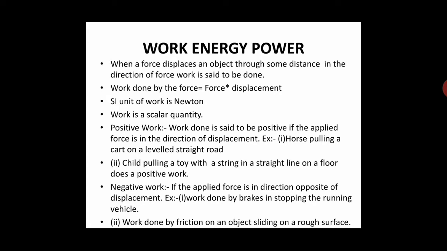When a force displaces an object through some distance in the direction of the force, work is said to be done. For example, consider a block of mass m. If we try to move the object, the displacement traveled by the object while pushing and the force, the multiplication of both of these quantities gives us the work done. So work done by the force is equal to force times displacement.